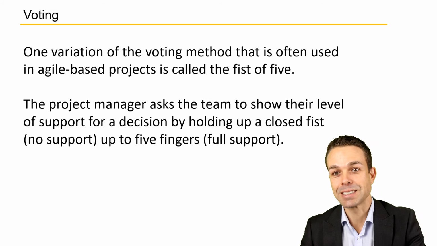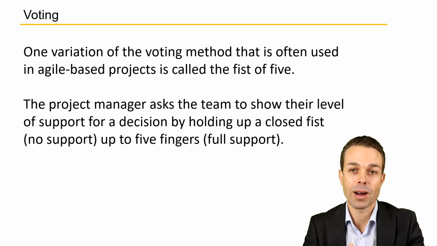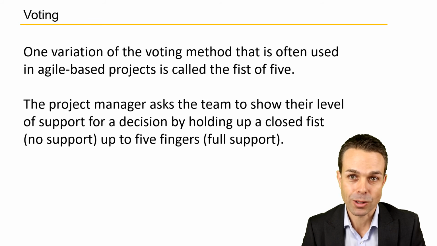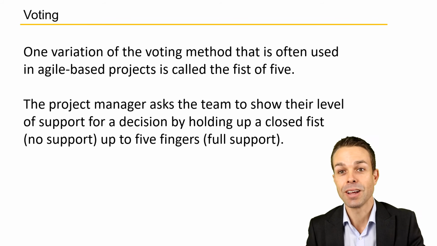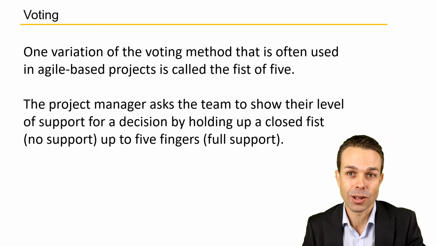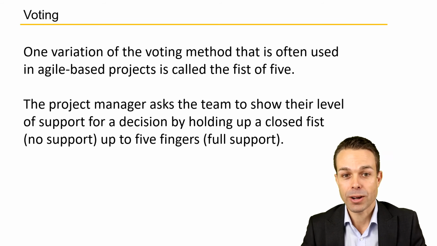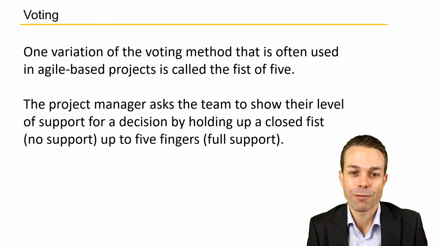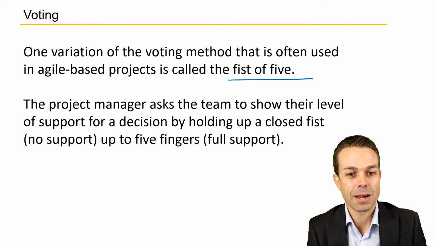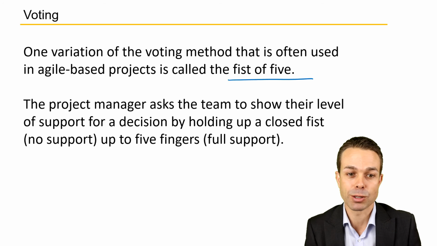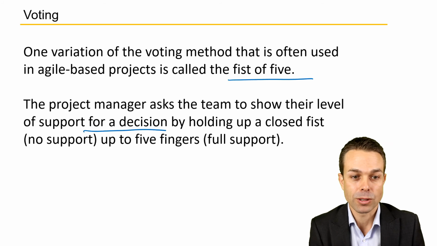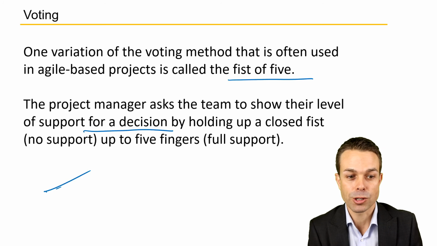Now, voting is used throughout many different project life cycles, including the agile, iterative, or incremental life cycles. One variation that they use is the fist of five. This is where the project manager simply asks the team to show their level of support for a decision, which is your future actions. What are we going to be doing?